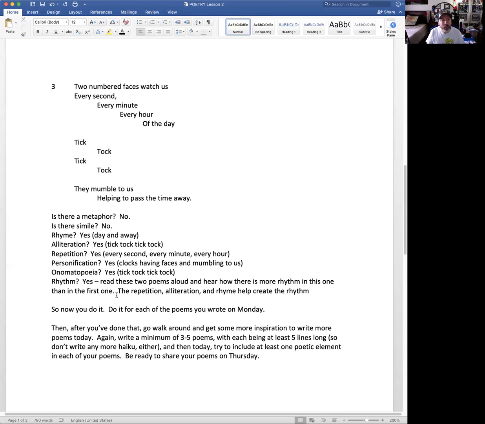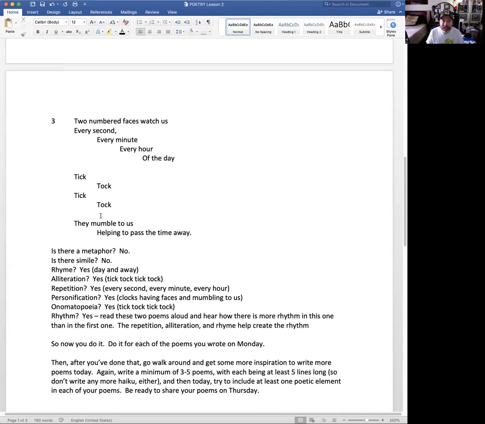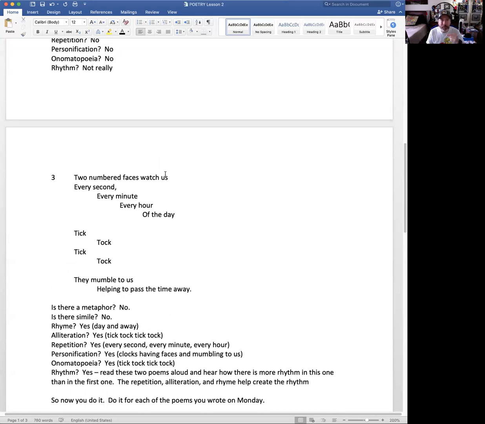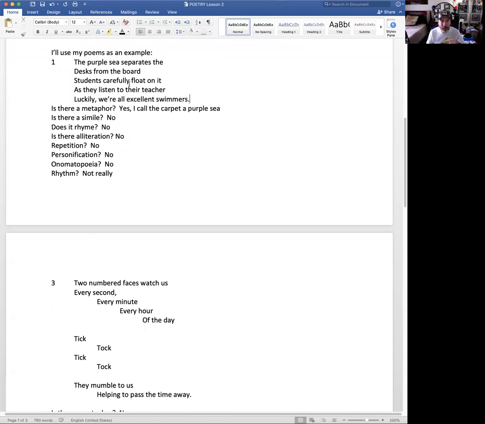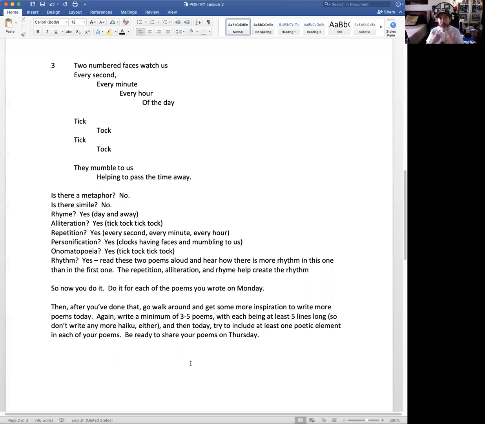Absolutely. Rhythm? Yes. If you read these poems aloud like I did, I'm not going to say there's amazing rhythm in this poem, but there is more rhythm in this poem than there was in the first one. And it's because of that repetition and the alliteration and the rhyme that this one has a little bit more rhythm than the other one. If you don't believe me, go back and read this poem out loud and then read that poem out loud and see. I think you'll see for yourself. You're like, oh, yeah, this one sounds different. Okay. Again, you need to read poems aloud to really hear them.